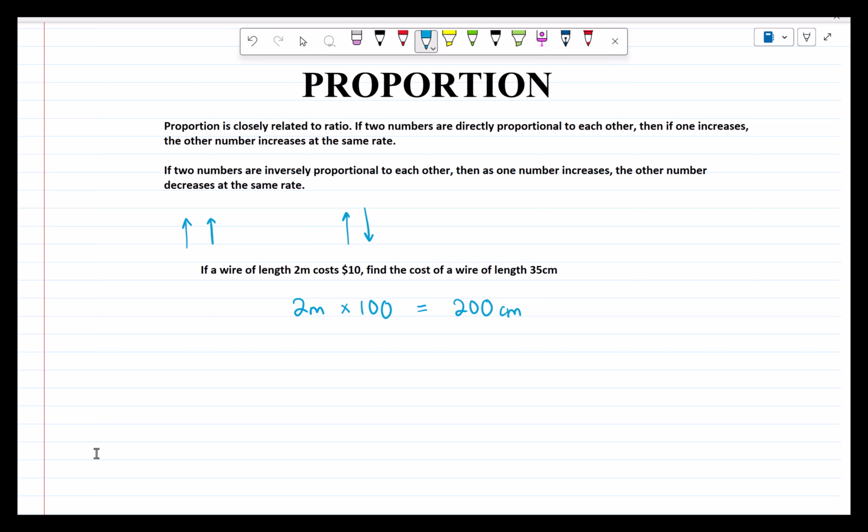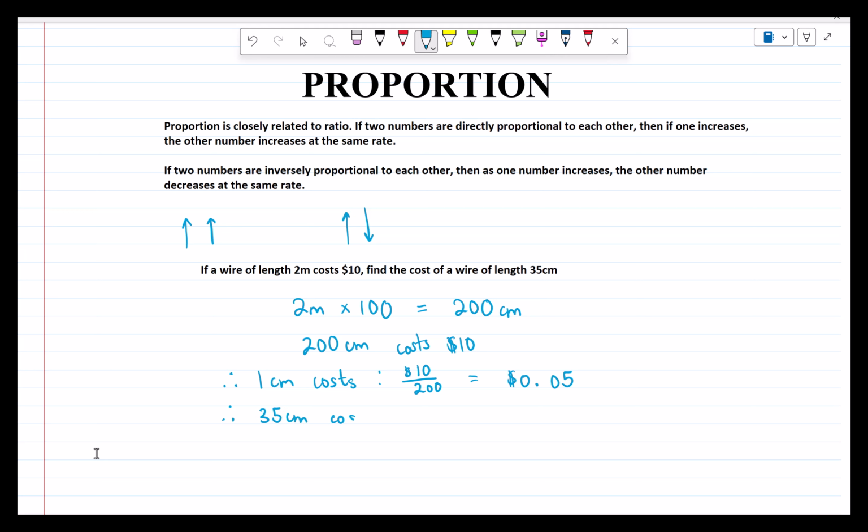And we want to find the cost of wire of length 35 centimeters. So we're told that 200 centimeters costs $10. Therefore, we are going to find out how much 1 centimeter costs. And to do so, we are going to divide $10 for 200 centimeters by 200, and we get our answer as $0.05, meaning that 1 centimeter costs $0.05. Hence, now we want to find how much 35 centimeters is going to cost.